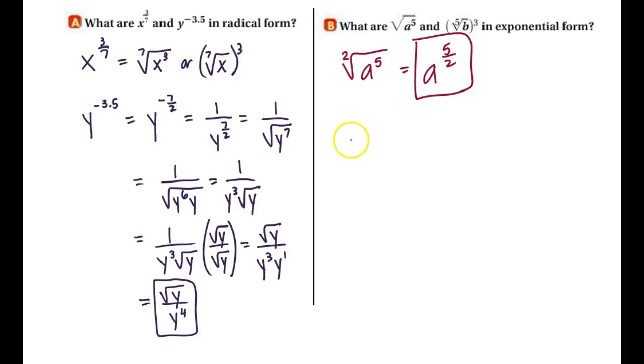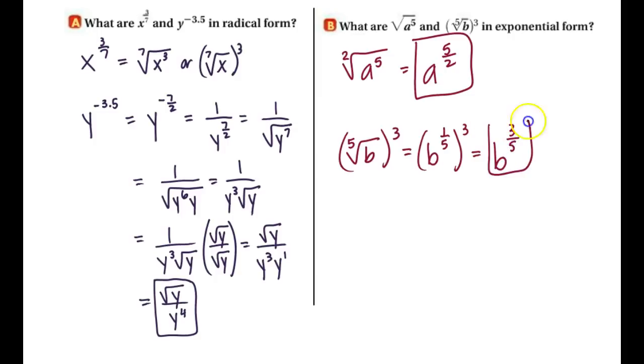Now let's put the fifth root of b cubed into exponential form. So I know that the fifth root of b can be written as b to the 1/5 power, and it's still cubed. And then we remember from exponent rules that we can multiply those powers. When you're raising a power to a power, you just multiply them. So that means we get b to the 3/5 power. So that would be the exponential form of the original radical.